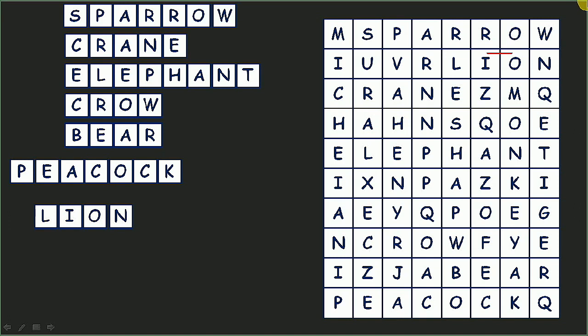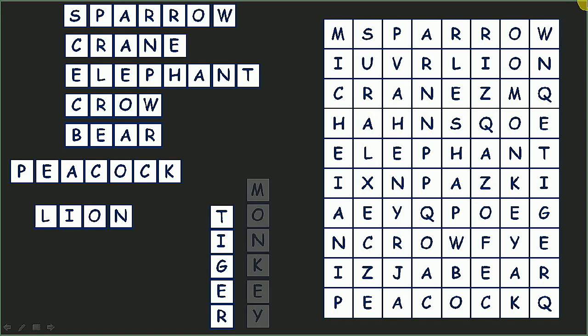Next, lion. In that grid, yes, here is the lion. Next one, tiger. In this grid, tiger is there. Next one, monkey. Yes, in this grid, monkey is there.